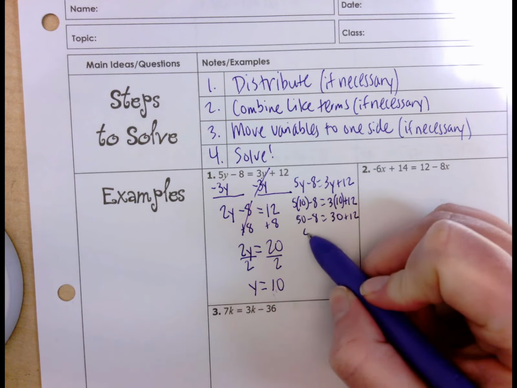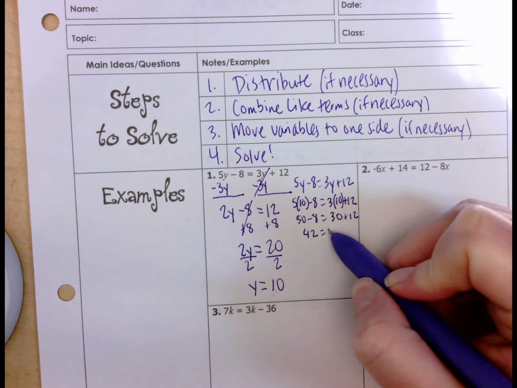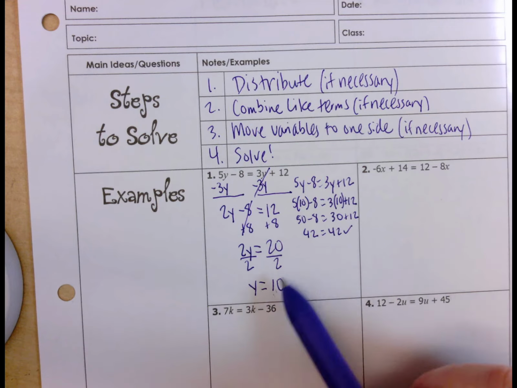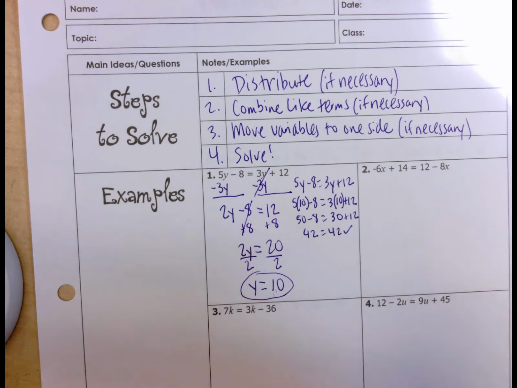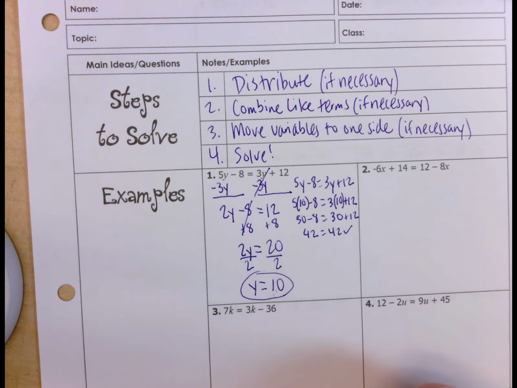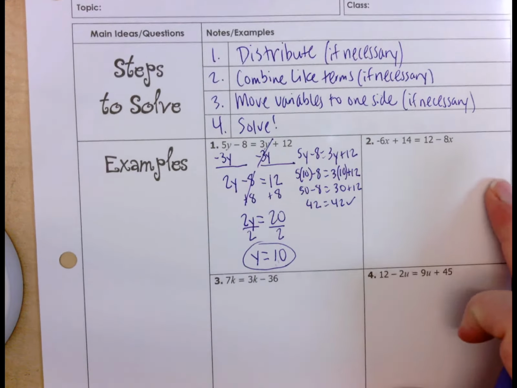50 minus 8 is 42, and 30 plus 12 is 42. So yes, the fact that both of these come out to be equal means that y really is 10. And that's the only solution, the only answer that if I plug it in, I'm going to get the correct answer.